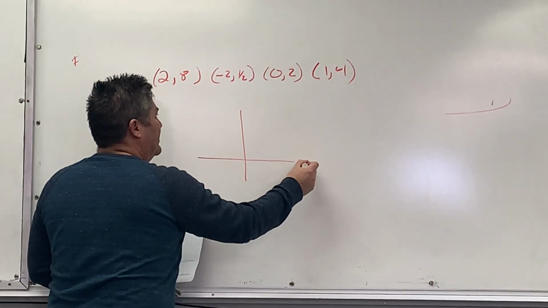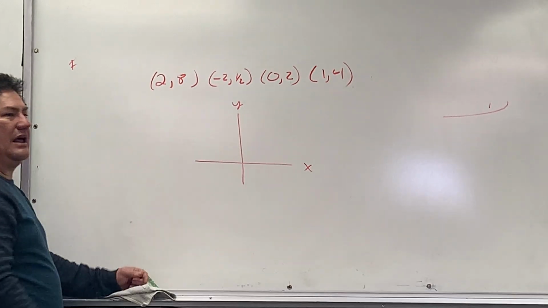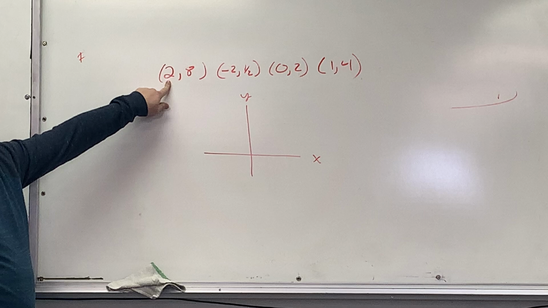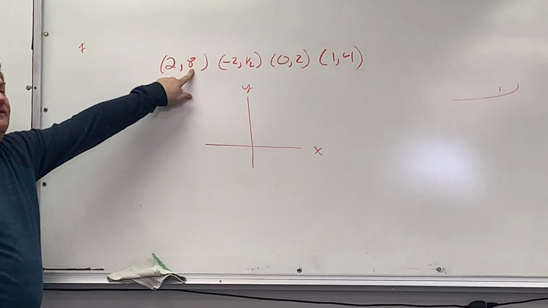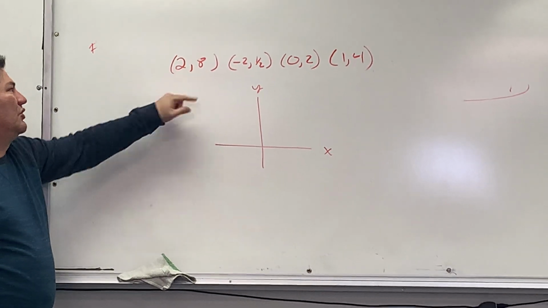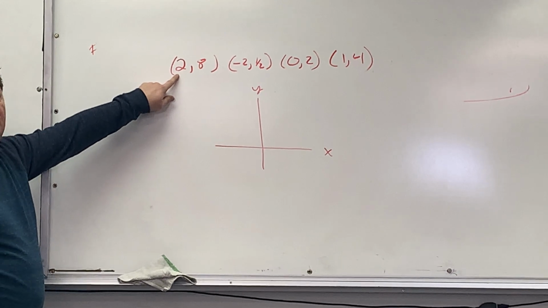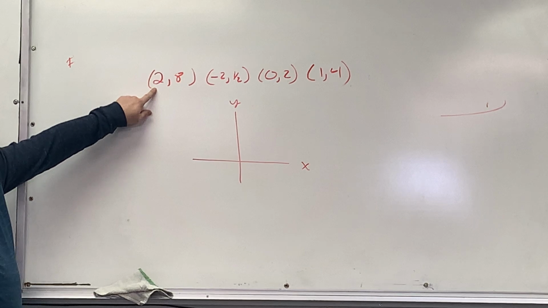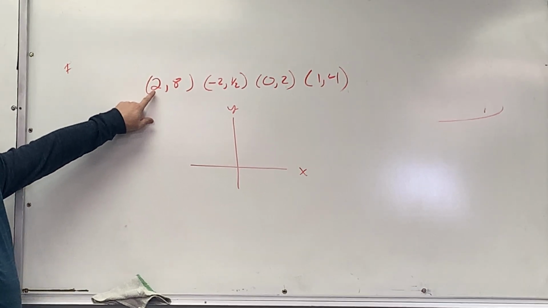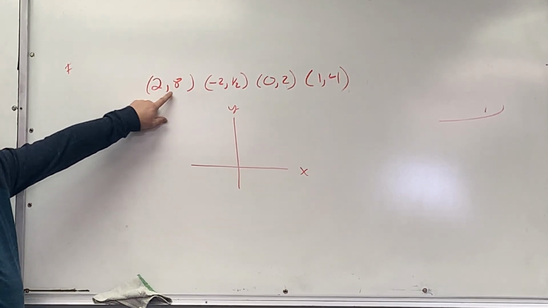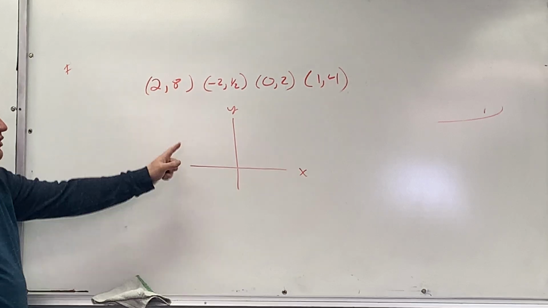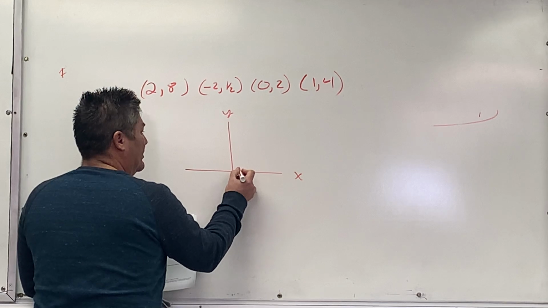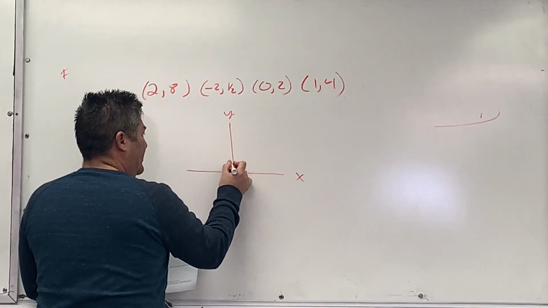Remember, this is your X, this is your Y, and then every one of these points, the first value is the what? X or the Y? X, and the second value is the Y. So where should I go to graph 2, 8? Where's my X value? 2, and what's my Y value? 8. So I'm going to go over 2. Always go over right or left first. Go over 2, up 8.